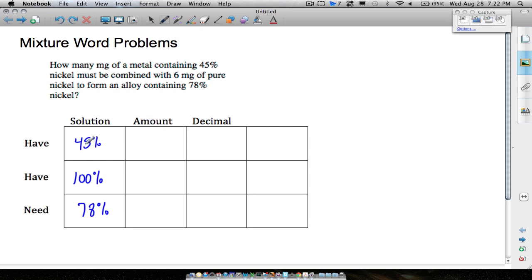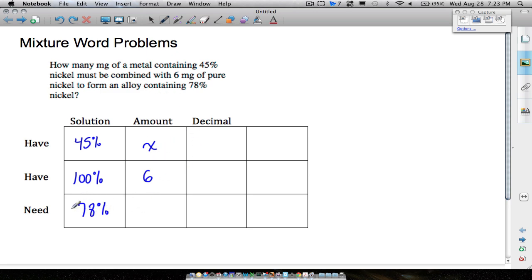Alright, let's look at the amounts. Do we know how much of the 45% to mix? The question says how many milligrams of metal containing 45%. That's exactly what we're trying to find. We're trying to find how many milligrams of the 45% nickel, so we'll put x right there. We're trying to combine that with 6 milligrams of pure nickel. Well, the pure nickel is the 100%. We have 6 milligrams of that. And we want to form an alloy containing 78% nickel.